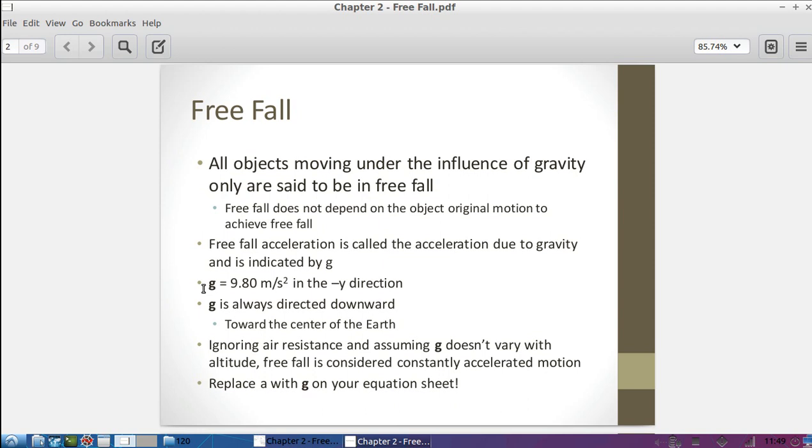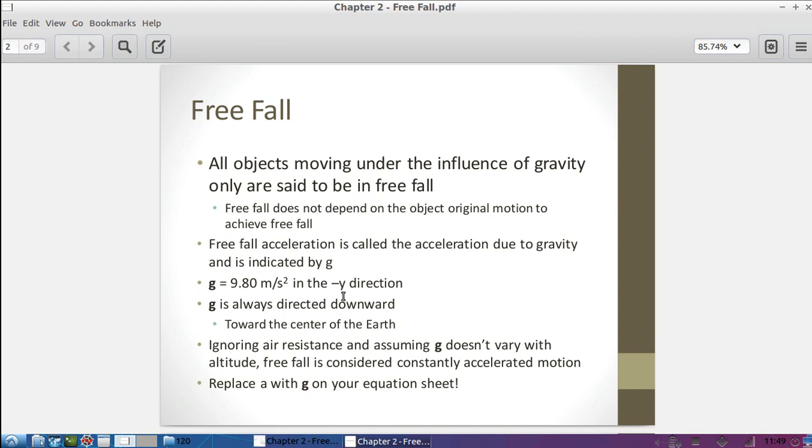We're going to ignore what we call drag. That's the air resistance. Any object that's in the Earth's atmosphere is subject to air resistance, so we're going to neglect that. And so the acceleration due to gravity is 9.8 meters per second squared in the negative y direction.